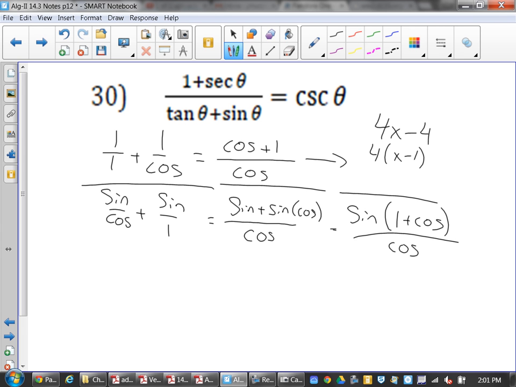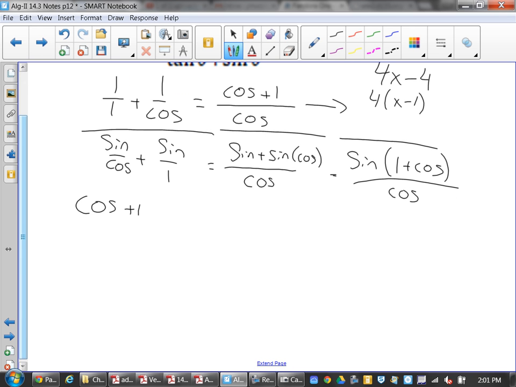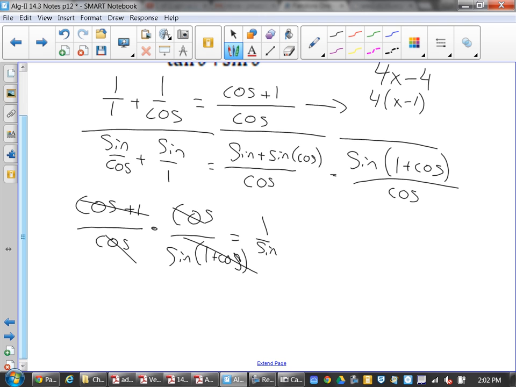over cosine. Remember, when you have a stacked or complex fraction like this, the top fraction is divided by the bottom fraction. So I'm going to flip the bottom fraction and multiply by its reciprocal. So I wind up with cosine plus 1 over cosine times cosine over sine times 1 plus cosine. Things start dropping here. Cosine plus 1 goes away, cosine goes away, and you're left with 1 over sine, which is cosecant.